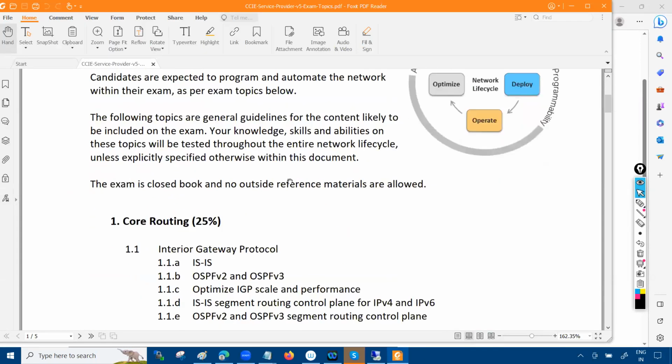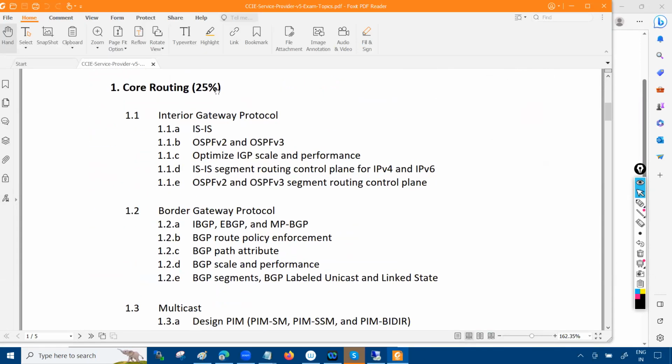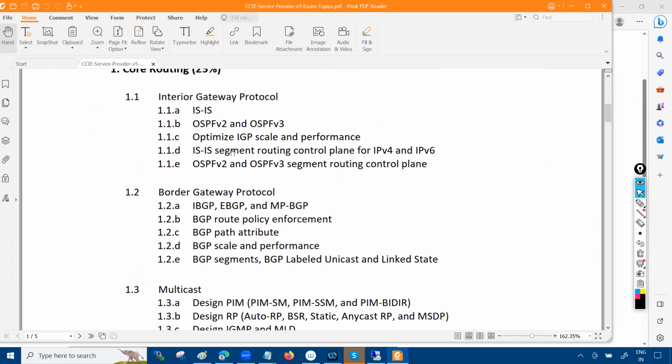Okay, so if you see the 25% core routing, that's going to deal with IS-IS, OSPF version 2 and version 3, that's for IPv6, right? How you can optimize your protocol, like tuning the timers, and how we can deal with segment routing in the IS-IS protocol, and this one too, OSPF, right?